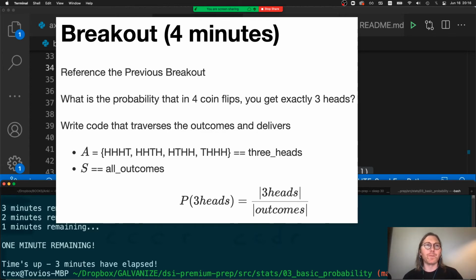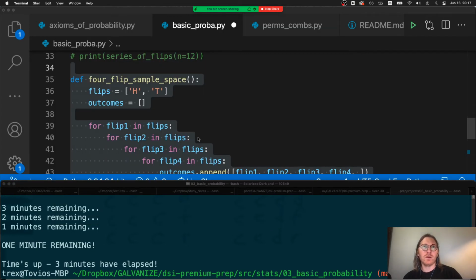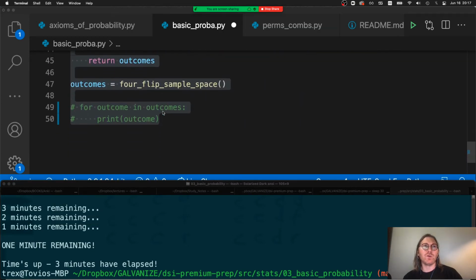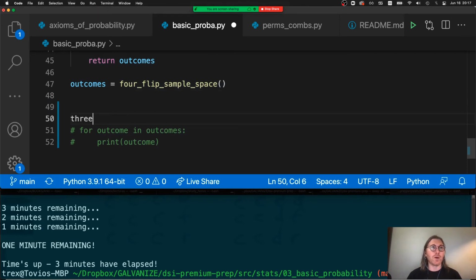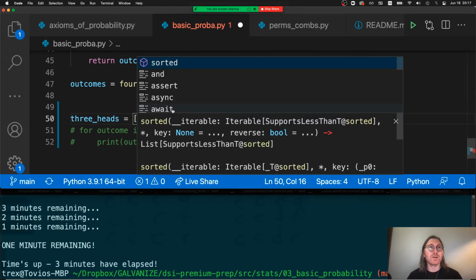Okay, so how many outcomes do we have? Well, we have 16, and 4 out of those 16 have exactly 3 heads, right? So we could just say this is a probability of 4 out of 16, or 0.25, right? We could do that. We could also collect into some collector, and I'll call that 3 heads.